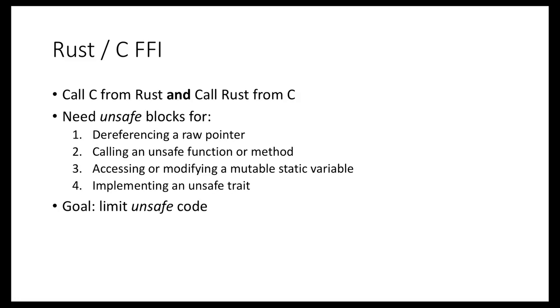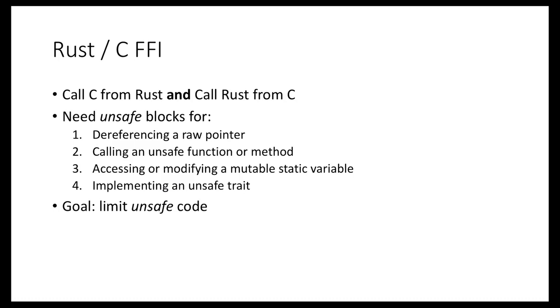So you do need unsafe blocks for dereferencing raw pointers, so if you want to access raw memory. Calling an unsafe function or method, which you could make a Rust function as unsafe, or if you're calling a C function, it's assumed to be unsafe because C doesn't have the safety, so it's unsafe always. Accessing or modifying a static mutable variable, which is something Rust really doesn't want you to do, is use static variables. And lastly, implementing an unsafe trait. So Rust has this trait system that's used to sort of describe different functions that an object can do.